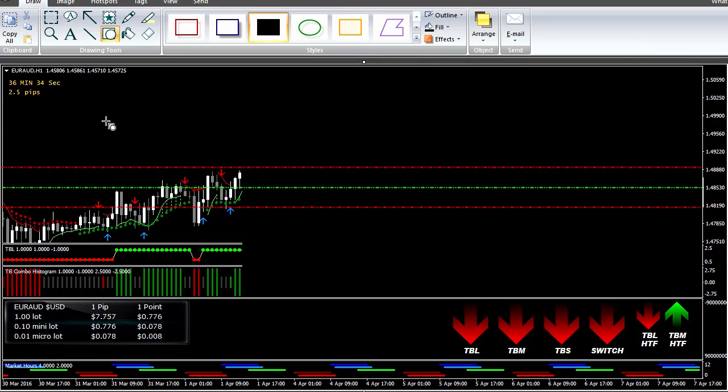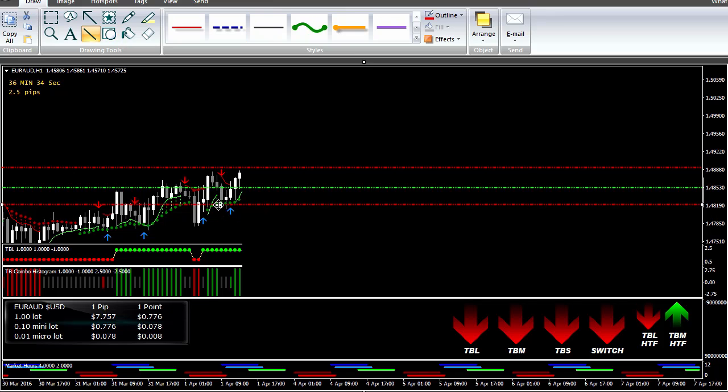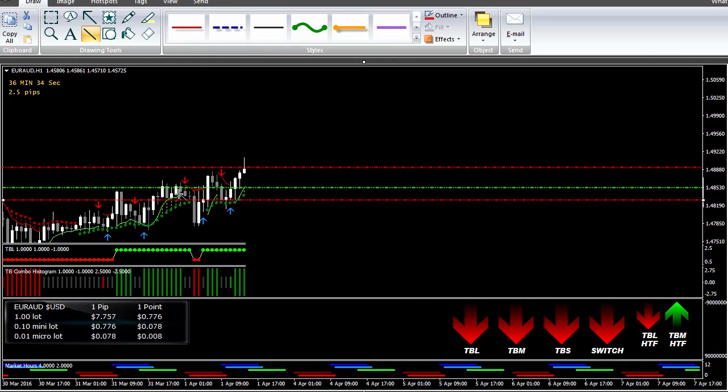Another bar prints and the TBM does move enough for me to move my stop loss. So I'm going to adjust it just a little bit. It's about a pip or so. And finally, we're able to move just under the TBM dot, but the price was very aggressive. It took out our take profit very quickly. And we won this trade with very little problem.